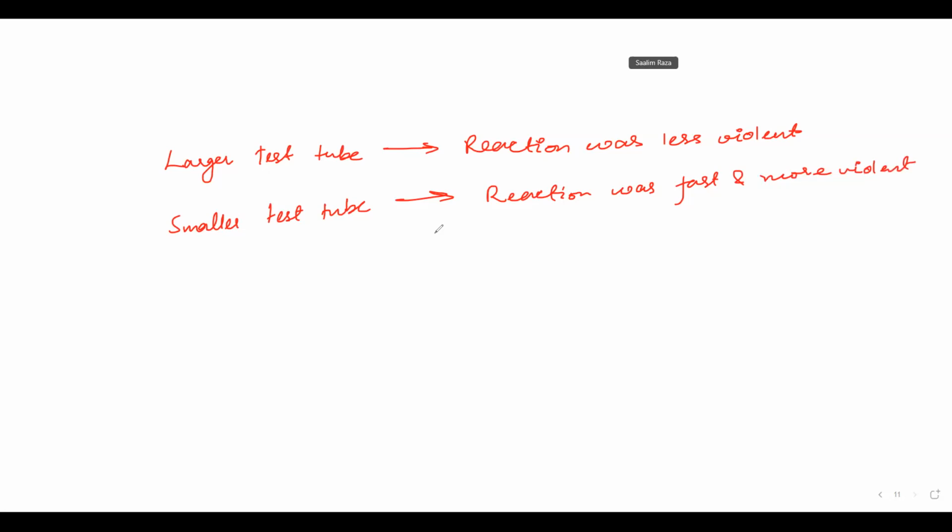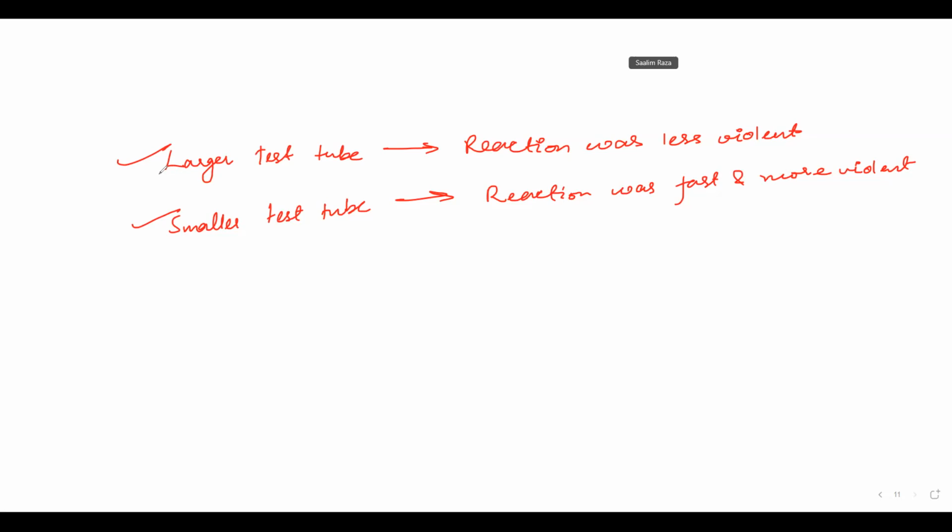Okay, can you tell me why this is the case? In the larger test tube, the reaction was less violent, and in the smaller test tube, the reaction was fast and more violent. Because the escaping area was less. Okay.